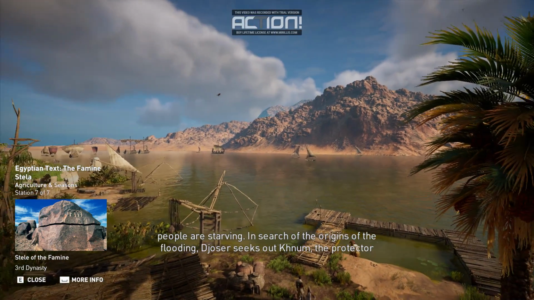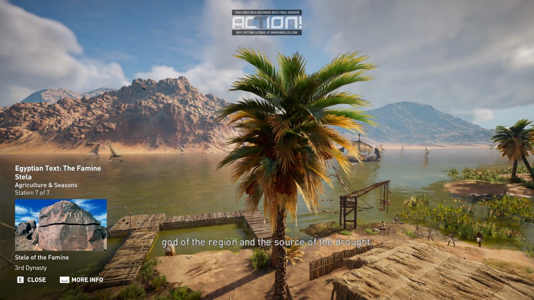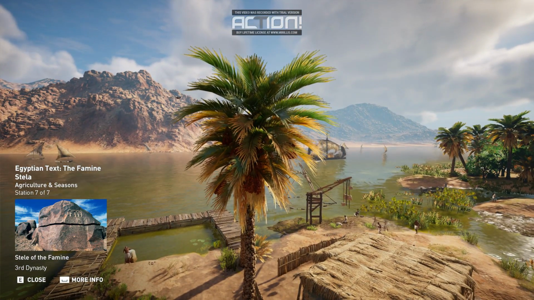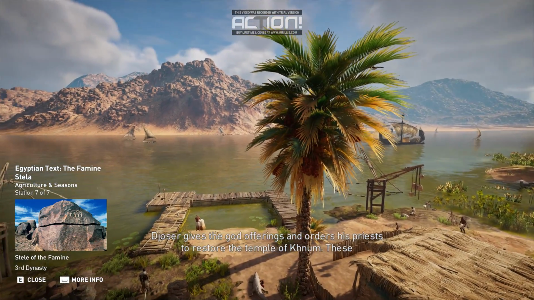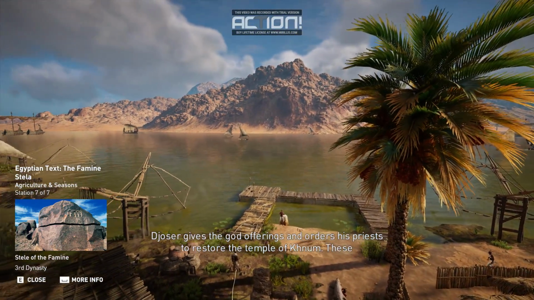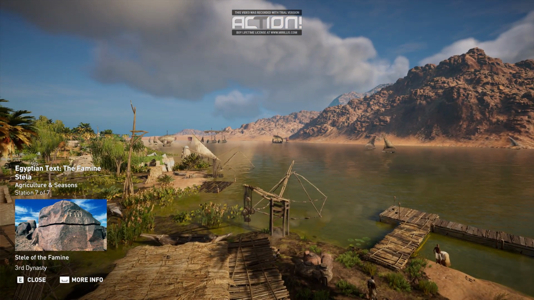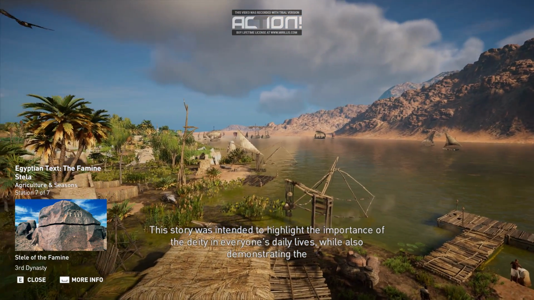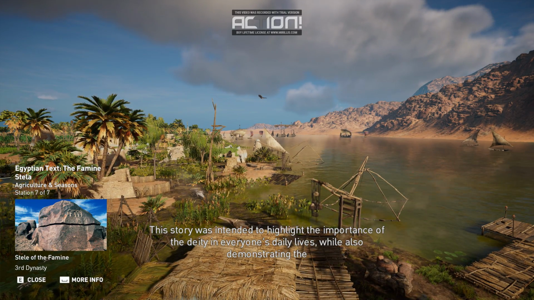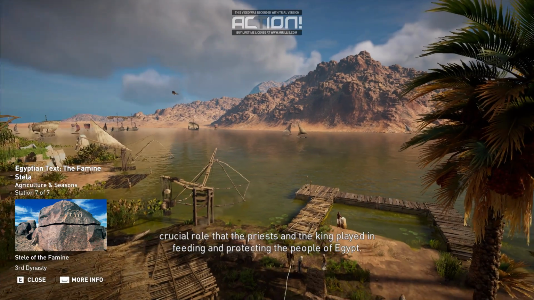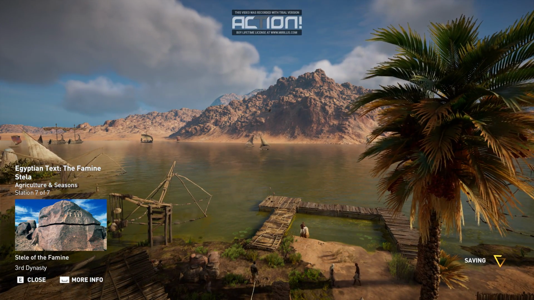In search of the origins of the flooding, Djoser seeks out Khnum, the protector god of the region and the source of the drought. Djoser gives the god offerings and orders his priests to restore the temple of Khnum. These offerings please the god, and the floods are restored. This story was intended to highlight the importance of the deity in everyone's daily lives, while also demonstrating the crucial role that the priests and the king played in feeding and protecting the people of Egypt.